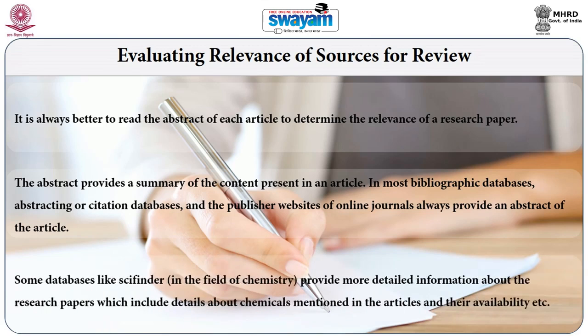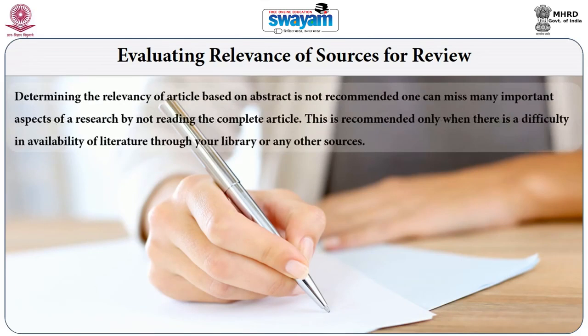in full text. And some databases like SciFinder in the field of chemistry also provide much more detailed information about the research paper, with the different chemicals mentioned in that research topic. While going through those databases and searching the results, you should always first evaluate papers based on the abstract, so that you can filter out specific references from the thousands of results that you have retrieved from electronic sources.